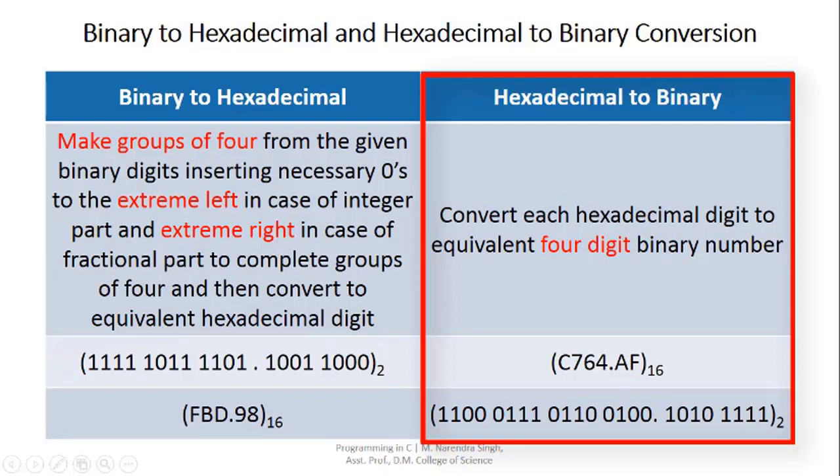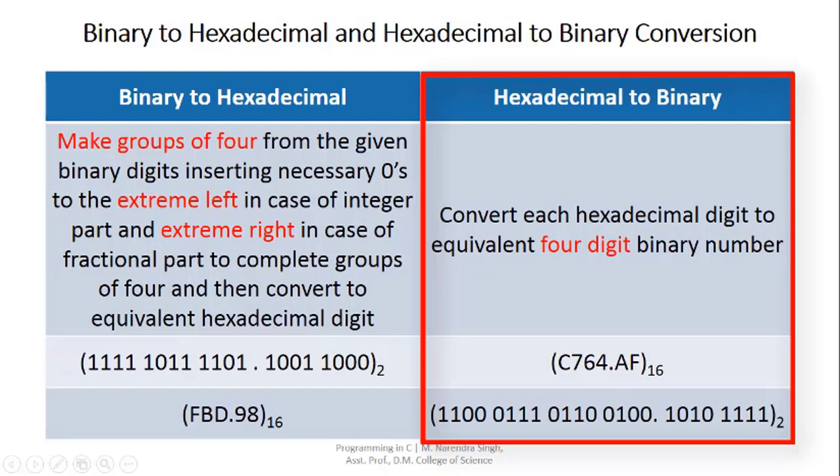Next we write 7 in hexadecimal as its equivalent 4-digit binary number, that will be 0111, because 0 plus 4 plus 2 plus 1 is 7. Next we write hexadecimal digit 6 as its equivalent 4-digit binary number, that will be 0110, because 4 plus 2 is 6. Next we write hexadecimal digit 4 as its equivalent 4-digit binary number, that will be 0100, because 0 plus 4 plus 0 plus 0 is 4.